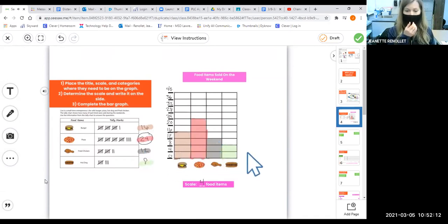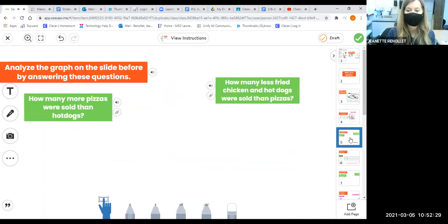Now that I have graphed all of my data on my chart, I have completed my bar graph. Now I'm ready to go to the next slide and answer some how many more and how many less questions. Join me on slide number 5, please.